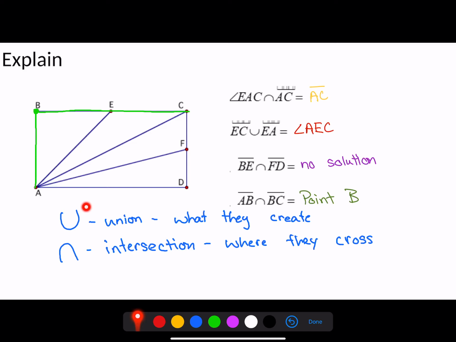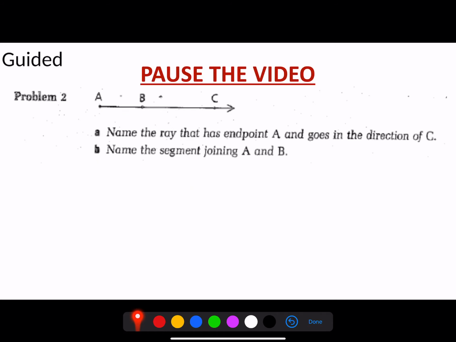Oftentimes students start not caring too much about these if we don't see them for a couple days, and then it shows up on, say, a formative or a test, and people get lost for a second. So make sure that you know what both of these symbols mean and how to find them, especially given a diagram such as this. All right, let's continue on. Go ahead and take a second, pause the video, and when you get back, I'll go through the explanation. All right, so here we have problem 2.